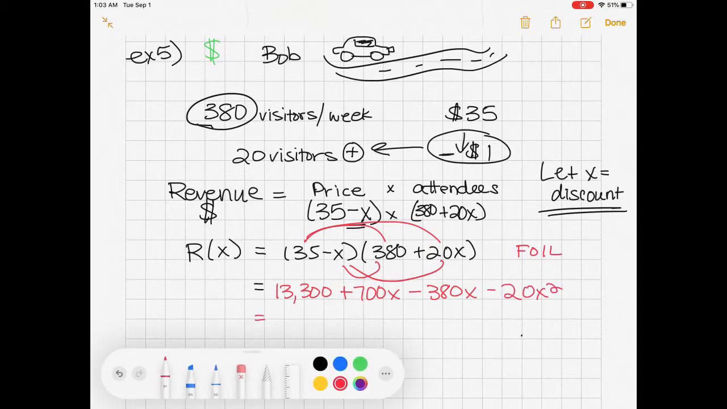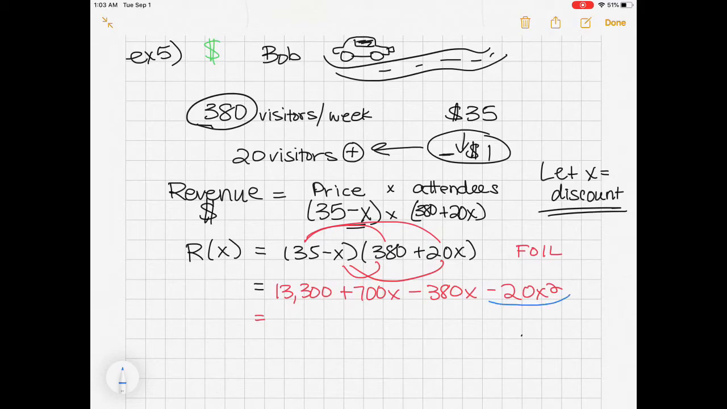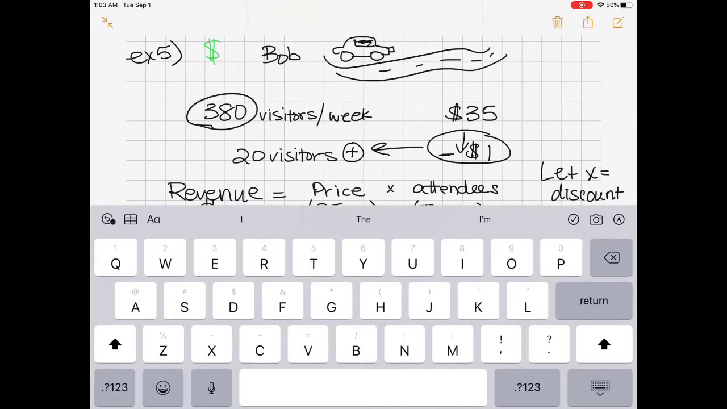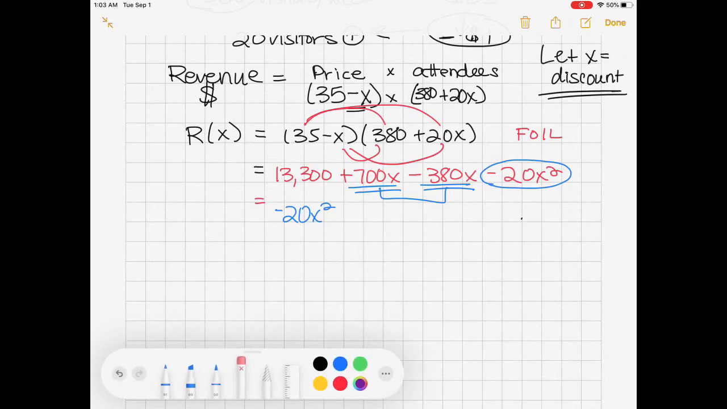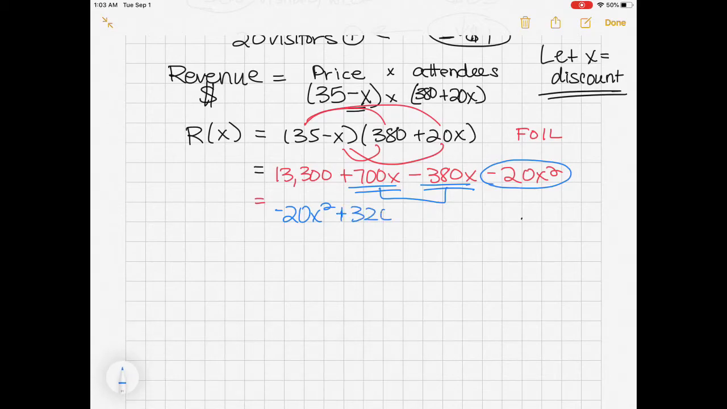Well, what do we have here? We're looking at a quadratic function. So we know this is our biggest power, so we're going to put that first, in descending order. Negative 20x squared, then 380x and 700x. Because these are like terms, we're going to simplify that, and we've got 320x, and there's our 13,300.